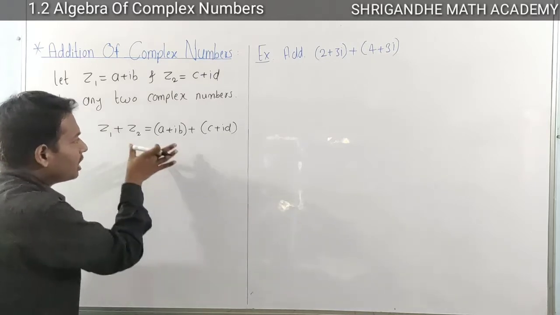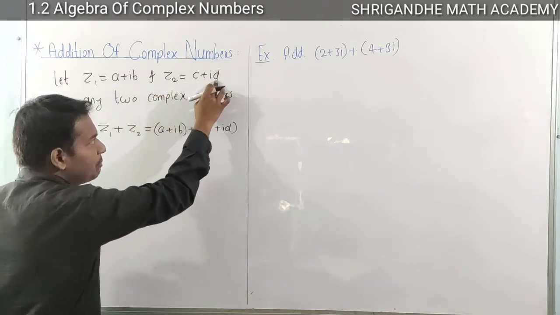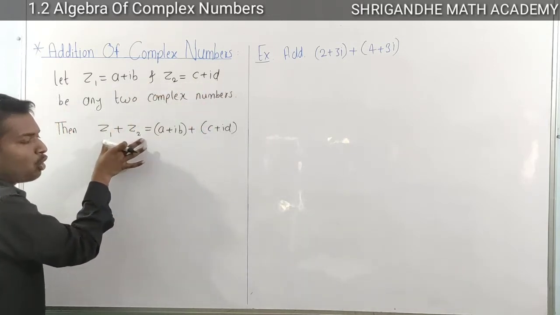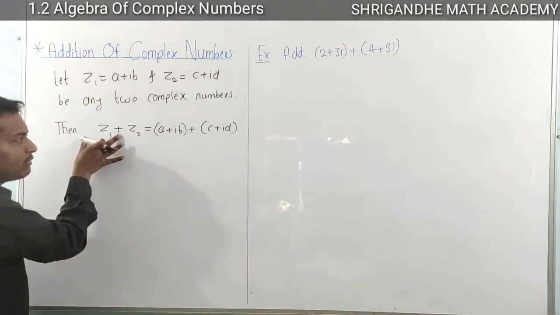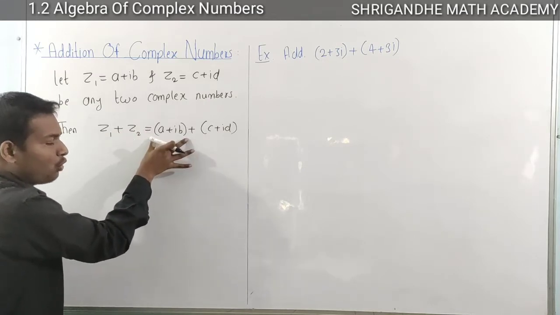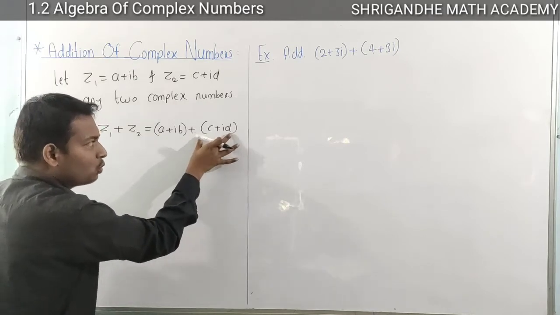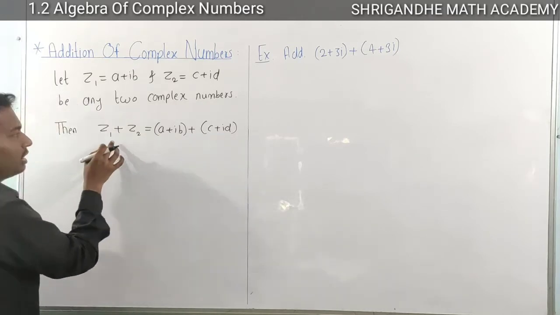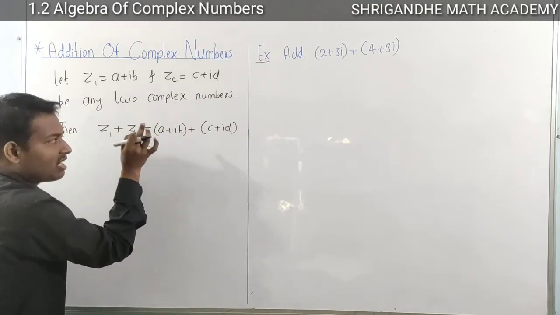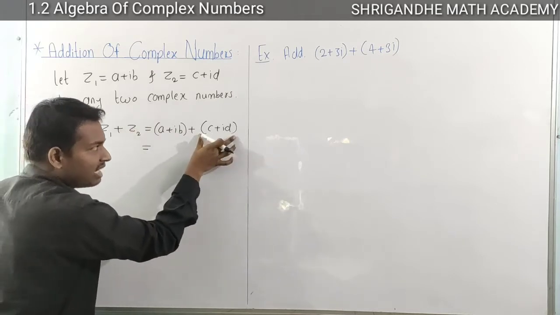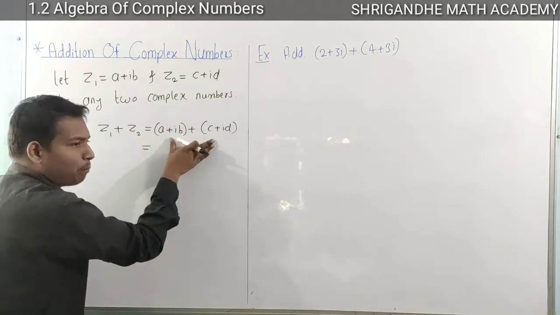Therefore, to add the given two complex numbers, Z1 equal to a plus ib and Z2 equal to c plus id, first we write down these two complex numbers in addition form, that is in sum form of two numbers. Therefore Z1 plus Z2 is equal to, in bracket, the value of Z1, that is a plus ib, plus in another bracket the value of Z2, that is c plus id. Now in a plus ib the real part is a, and in c plus id the real part is c. Therefore first we add the real parts of both complex numbers.